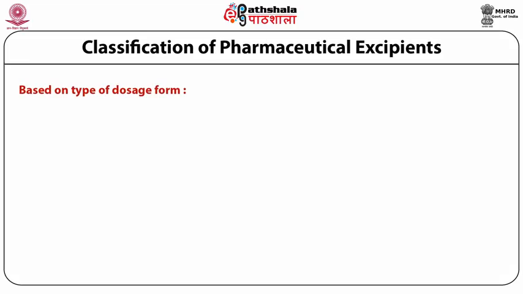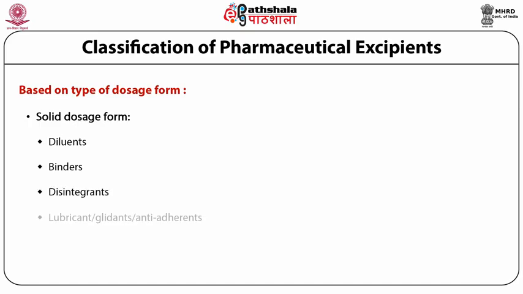Based on the type of dosage form, in solid dosage forms we have diluents, binders, disintegrants, lubricants, glidants or anti-adherents. Usually, the dose of API is small and thus an inert substance needs to be added to increase the bulk of the formulation so as to make it easier for compression during the manufacturing operation. Several types of diluents are available such as microcrystalline cellulose, starch, mannitol, kaolin, calcium sulfate, etc.